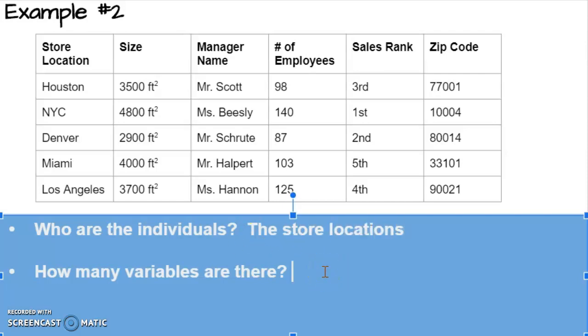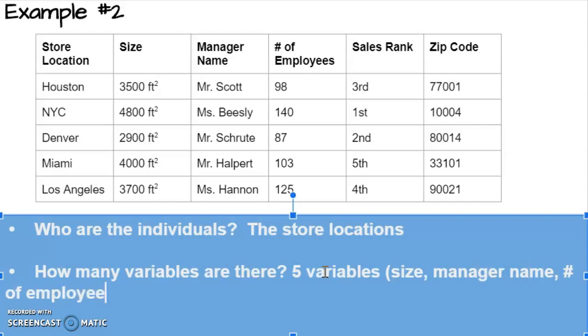And then the variables, there are, remember, store location does not get counted as a variable because that's who we're collecting or what we're collecting information from. So there are 5 variables here. So the 5 variables are the size of the store, the manager name, the number of employees, the sales rank, and zip code. So we have variables, 5 of them, and we've got the store locations are the individuals.